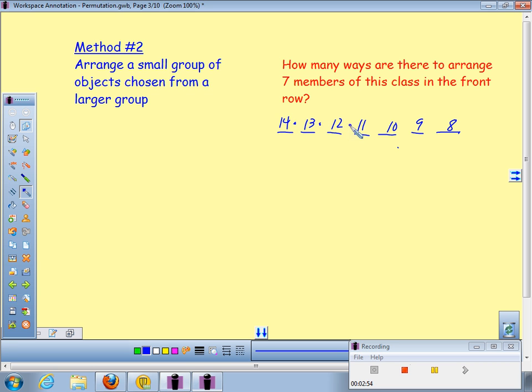But there's also, once again, because we do this quite a bit, mathematicians wanted a shorter notation for doing this, so they wouldn't have to write all that out and sit there and multiply forever. Okay, the notation they use is what we call nPr.